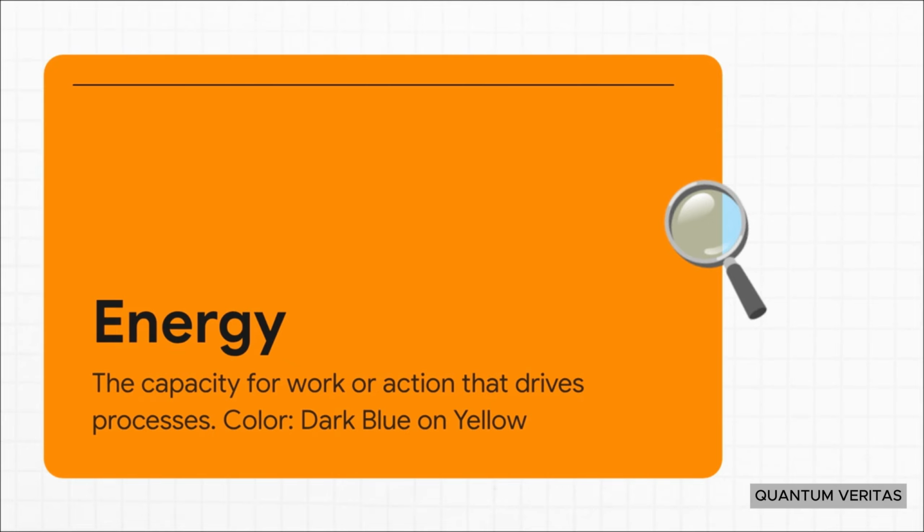Next up, of course, is energy. This is the engine, the juice. It's the capacity for action that drives literally all processes. Its symbolic colors are dark blue on yellow, which really gives you a sense of dynamic force, doesn't it?